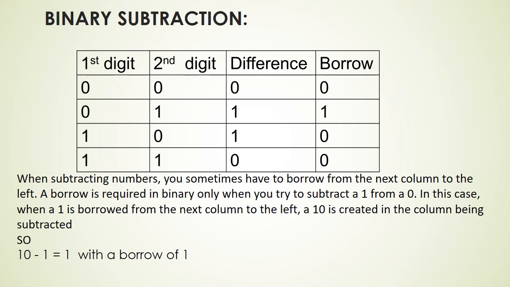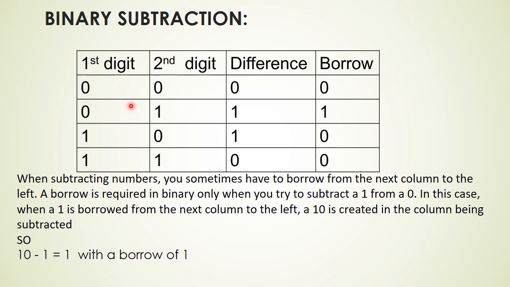Binary subtraction. In binary subtraction, if the first digit is 0 and the second digit is 0, then the difference is 0 and I don't need any borrow. But if the first digit is 0 and the second digit is 1, then I definitely need a borrow because the first digit is smaller than the second digit. I will take the borrow 1, and after taking borrow 1, this number becomes 2 and 2 minus 1 gives me 1. If the first digit is greater than the second digit, the difference is 1, no borrow. If the first and second digits are equal, then the difference is 0 and borrow is 0.